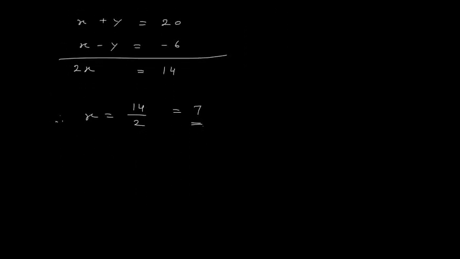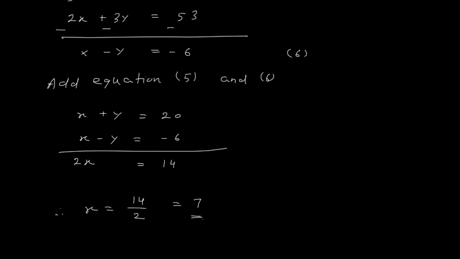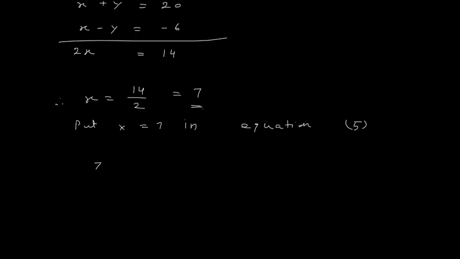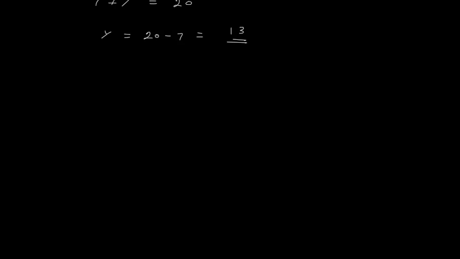Once we get the x, we can put it in any of the equations. So put x equal to 7 in, say, equation 5. So what is our equation 5? X plus y is 20. X, that is 7, plus y is equal to 20. So this gives me y as 20 minus 7, which is equal to 13. So the value of x is 7 and the value of y is 13. So therefore x is 7 and y is 13.